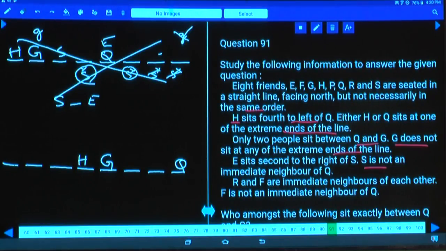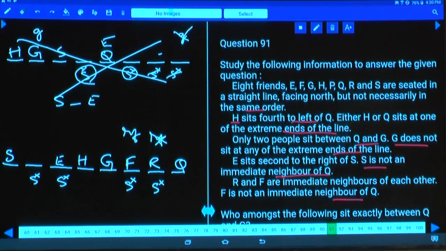In the second case, S cannot be adjacent to this one, S cannot be in these two places, and S cannot be here as well. And this is the only place for this S, and E is second to the right. E sits second to the right of S, S is not an immediate neighbor of Q. R and F are immediate neighbors of each other. As R and F are immediate neighbors, this is the only possibility for this R and F. Out of which, F is not an immediate neighbor of Q. As F cannot be at this place, F is here, R is here.